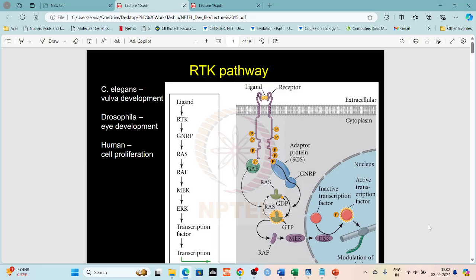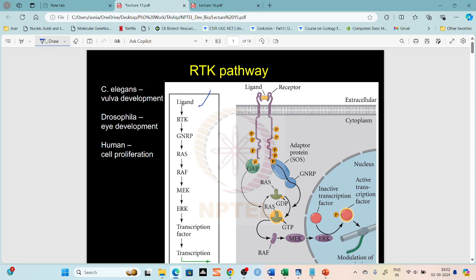Last week also I told this, and I'll be repeating it briefly: whenever we are discussing any pathway, the basic thing we need to follow is that there is always a ligand, okay? The ligand will bind to its receptor. So these are the receptors, and this is the ligand.